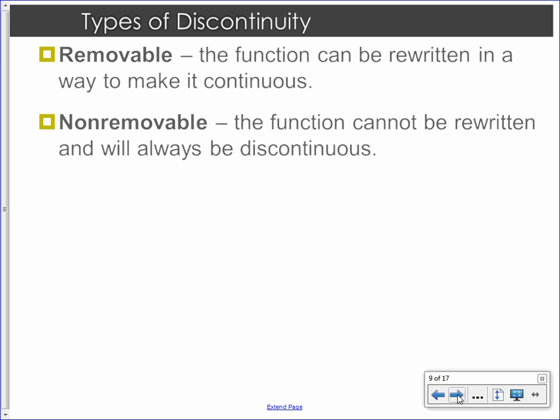Okay. Two types of discontinuity. You need to know the difference. We have removable discontinuity, which means we have a way of rewriting it to remove it, such as a hole. We can fill that in with a point. We can remove that discontinuity. Non-removable discontinuities: we cannot rewrite our function to take that discontinuity away. Any ideas of what that might look like? An asymptote is a non-removable discontinuity.